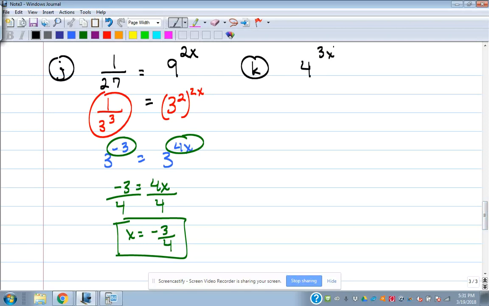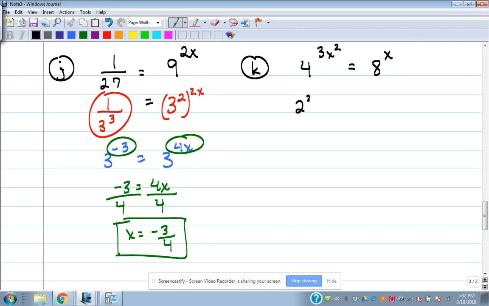4 to the 3x squared equals 8 to the x. There's an exponent on an exponent. That's it. No more minutes. Okay, now, we already have dealt with 4 and 8. Right? So we're going to think about bases for that. What are the bases for those? 2 to the second. All right, 2 squared to the third.